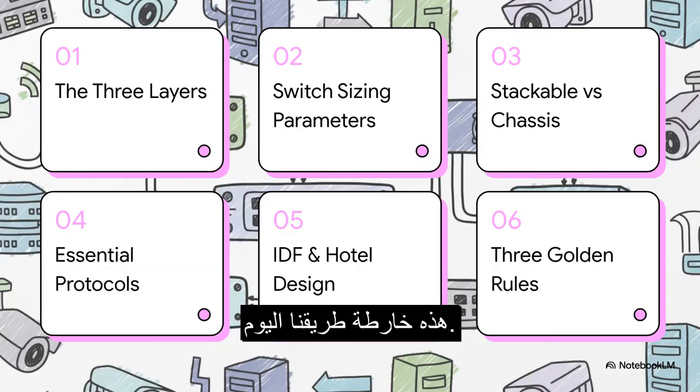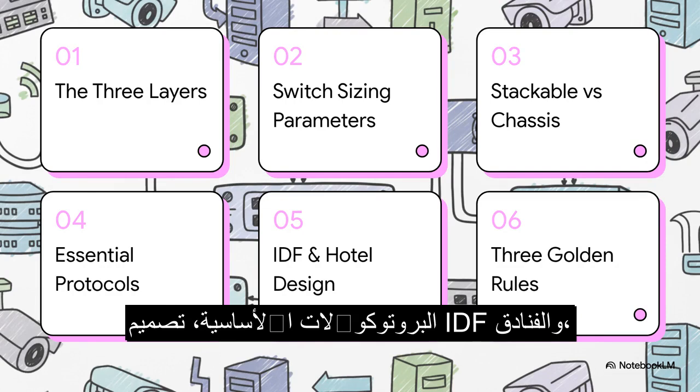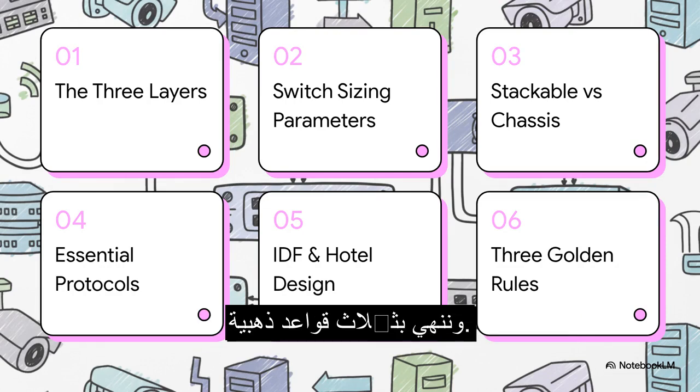So here's our blueprint for today. We're going to cover the 3 layers, switch sizing parameters, stackable versus chassis setups, essential protocols, IDF and hotel design, and we'll wrap it all up with 3 golden rules.